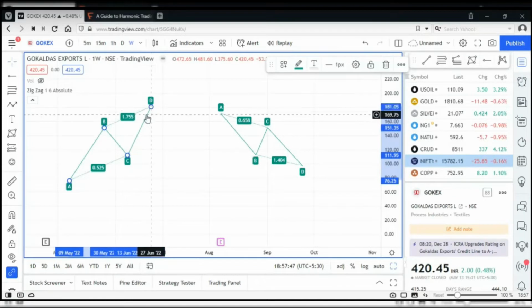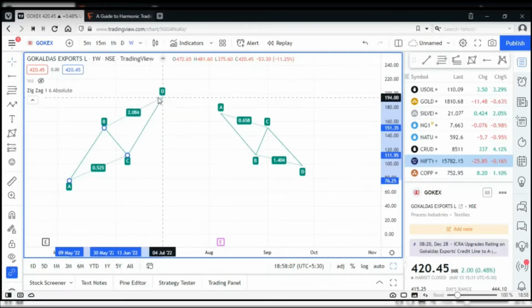What is our D point? So we need to find it with regard to that. Already we set the values on the 4 point pattern, so based on that we will decide our D point. 0.525 means it's near to 0.5, so that means it will come at value 2. D point means it will come at value 2.